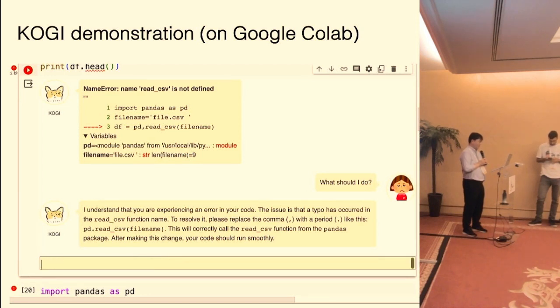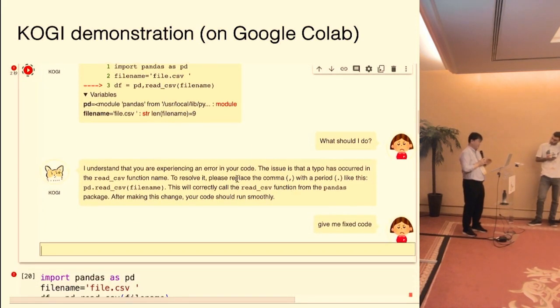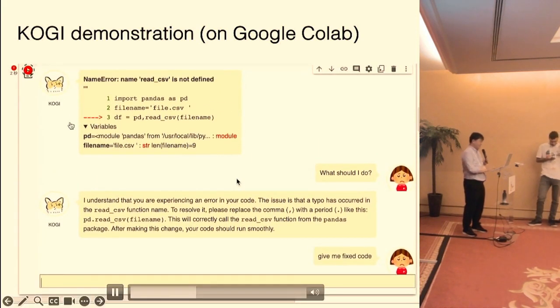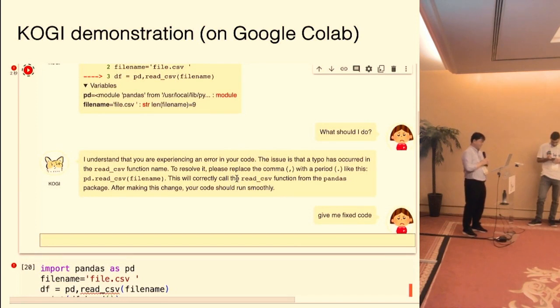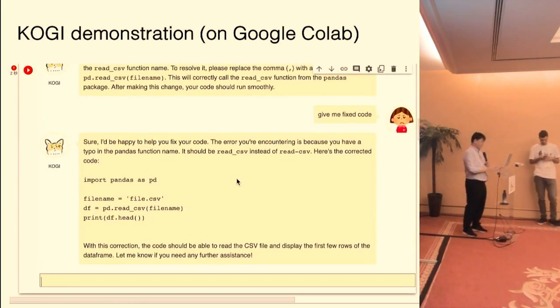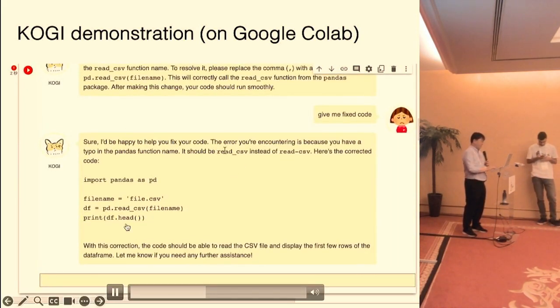However, some students don't understand how to fix it. So they can make a more direct request, to fix the code. At that time, KOGI communicates with ChatGPT. Okay, it gives the fixed code to students.